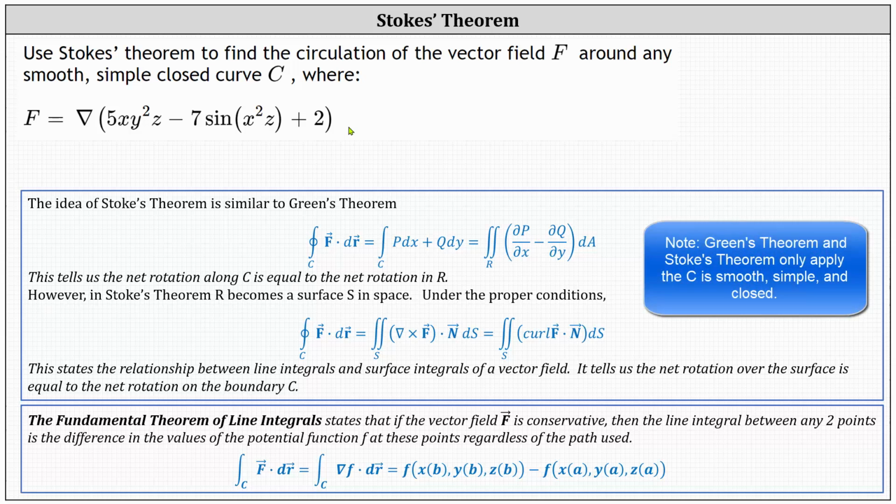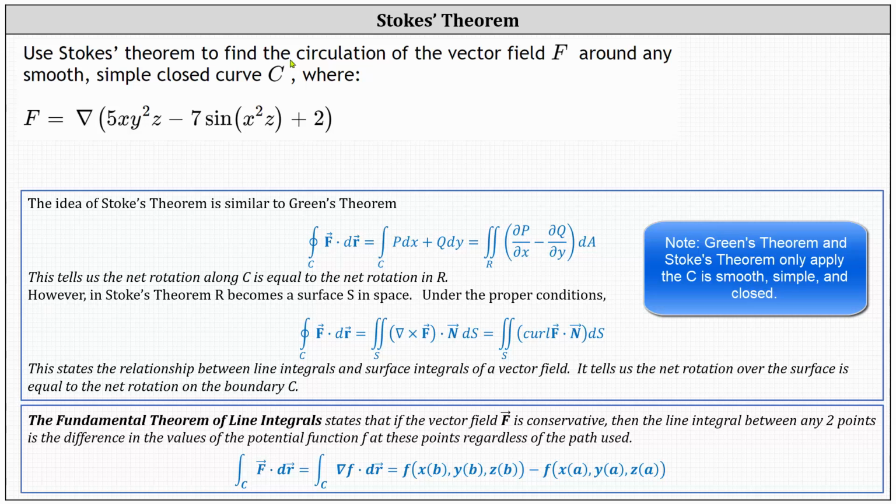For a quick review, the idea of Stokes' theorem is similar to Green's theorem shown here, where Green's theorem tells us the net rotation along the curve C is equal to the net rotation in the two-dimensional region R. However, in Stokes' theorem, the two-dimensional region R becomes a three-dimensional surface in space. Under proper conditions, Stokes' theorem states the relationship between line integrals and surface integrals of a vector field. It tells us the net rotation over the surface S is equal to the net rotation on the boundary C.